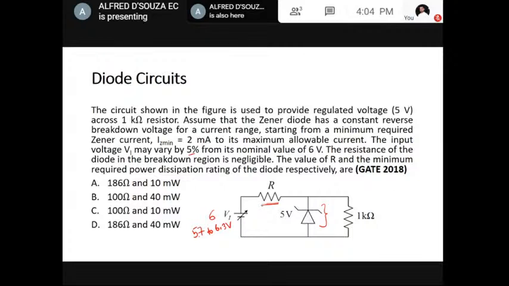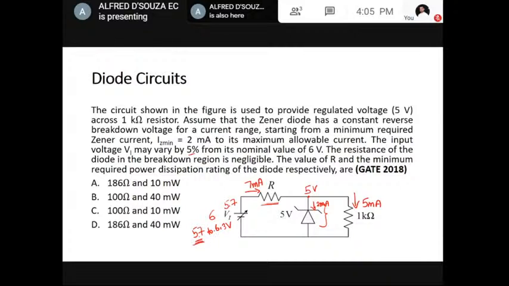To find out the value of R here, you'll have to consider 5.7 volt, and IZ minimum, they have said 2 milliampere should flow. And what is the value here that I get when the diode has entered is 5 volt. So load current is 5 milliamperes always. So the current that should flow here is 7 milliamperes.